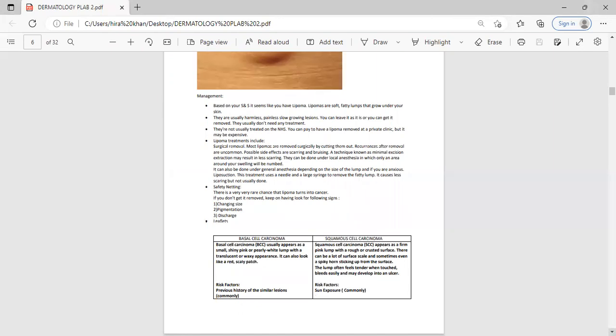So in this scenario, I just missed the part that you are supposed to run a few tests, like routine blood test and the sugar levels and cholesterol levels, to see if the patient is diabetic or has a high cholesterol level, because there is a kind of a risk factor, you can say, for lipomas.